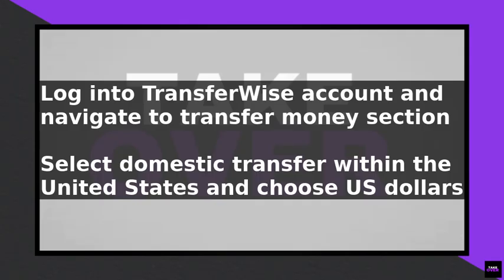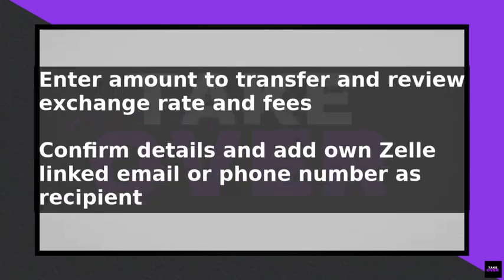Enter the amount you want to transfer and review the exchange rate and fees associated with the transfer. Once you have confirmed the details, you will need to add the recipient's information. However, since you are transferring to Zelle, you will need to add your own Zelle link email address or phone number as the recipient. This is because Zelle requires the sender to have the recipient's email address or phone number associated with their Zelle account to initiate a transfer.